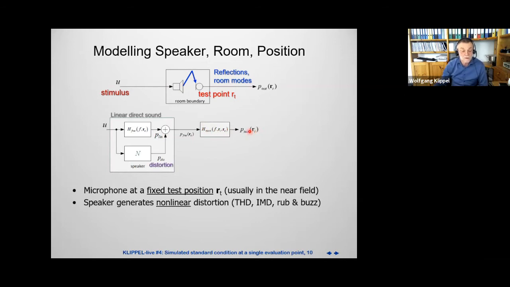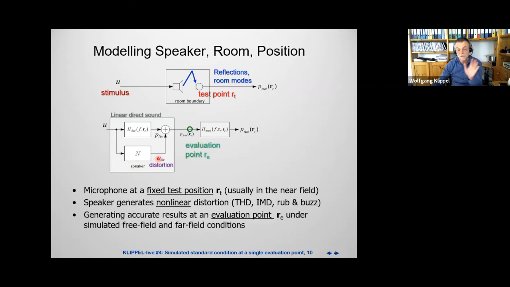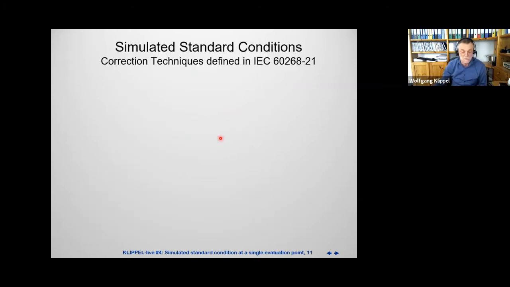Okay, here I have spoken already, the speaker generates a nonlinear distortion, that's harmonics, intermodulation distortion, rub and buzz. But we would like to generate accurate data here at the evaluation point. In other words, we would like to get rid of the undesired room transfer function. And we would like to compensate for the distance of the two points.